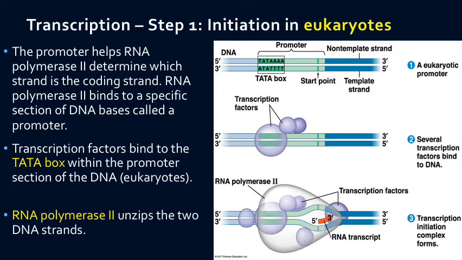Transcription factors bind to a box, a piece of DNA called TATA within the promoter section of DNA. And again, this is just in eukaryotes. So the RNA polymerase 2 is looking for a specific code called TATA. And once it attaches there, then it causes the DNA strand to unwind.